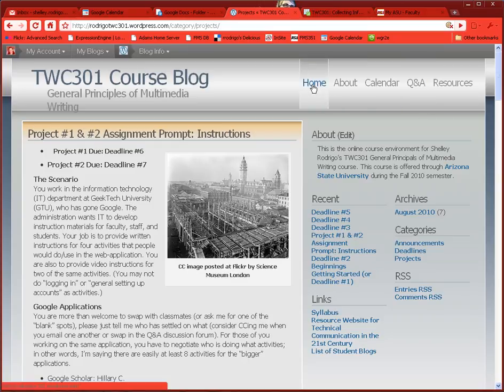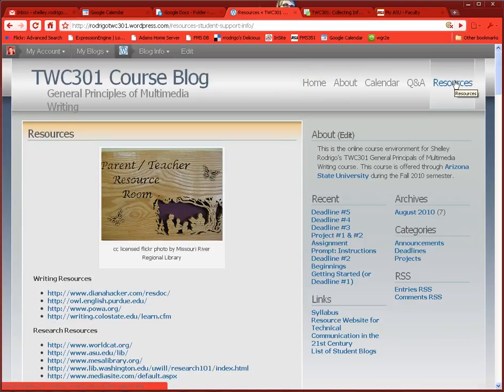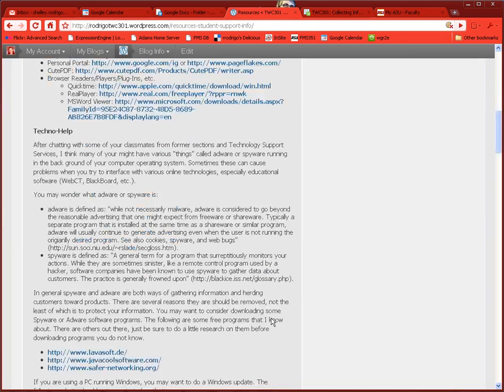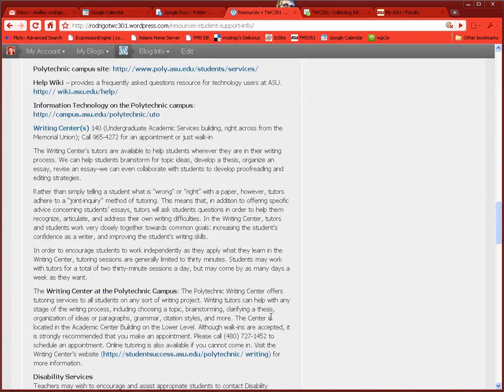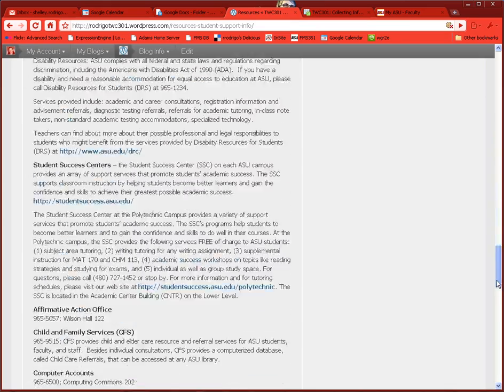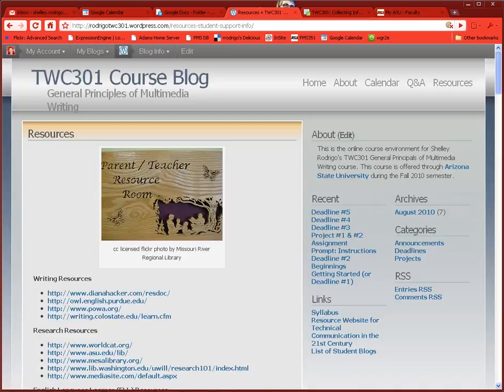Let's go back to home. What else have we got here? In the upper right-hand corner, among these page links, there's a resources page. That is a bunch of writing resources, as well as technology resources, and at the bottom there's a bunch of ASU-related resources. So do take a few minutes and at least skim through that to find out what resources you have. Obviously, I'm a resource too. You can email or call me.